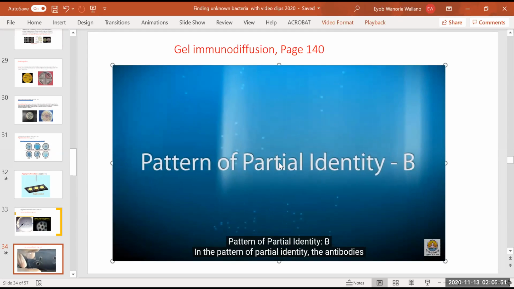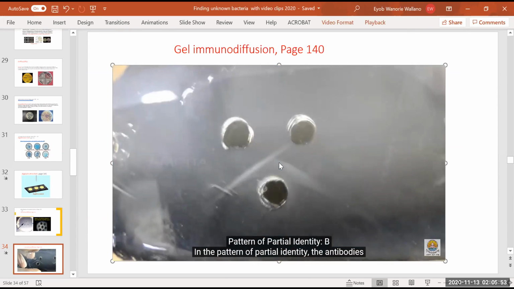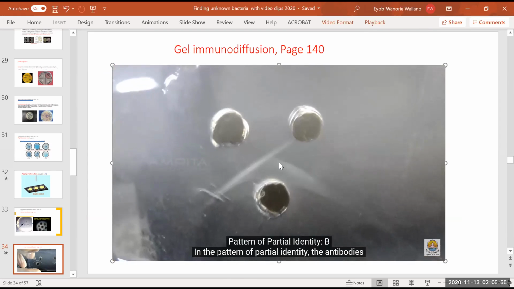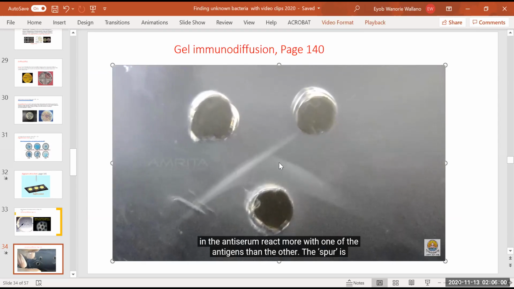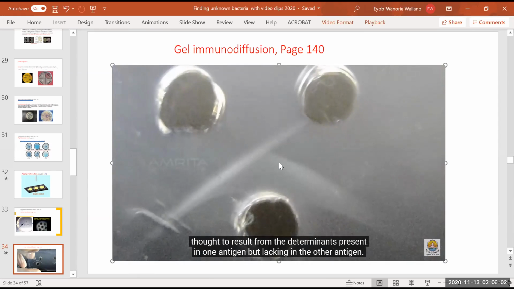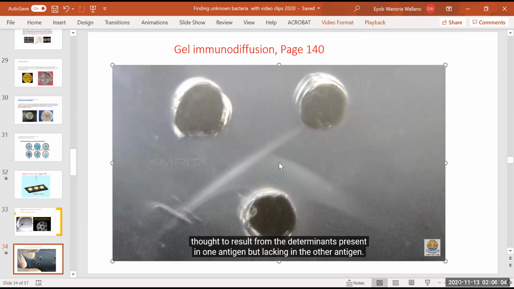Pattern of partial identity B. In this pattern of partial identity, the antibodies in the antiserum react more with one of the antigens than the other. The spur is thought to result from the determinants present in one antigen but lacking in the other antigen.